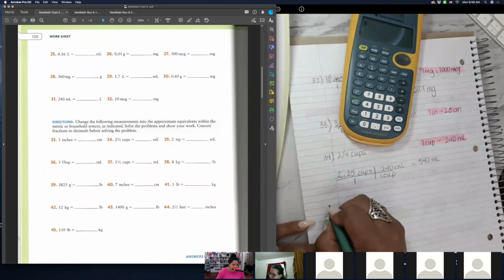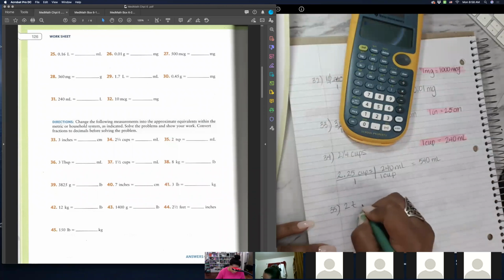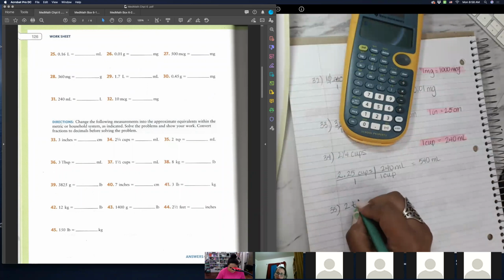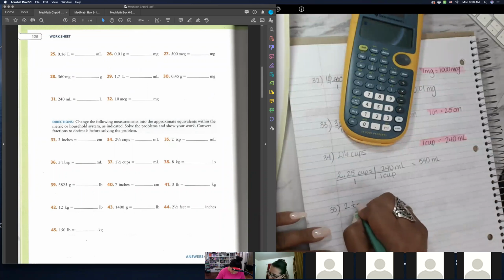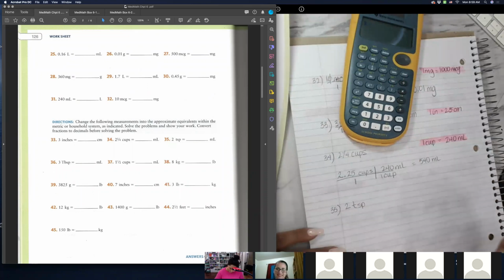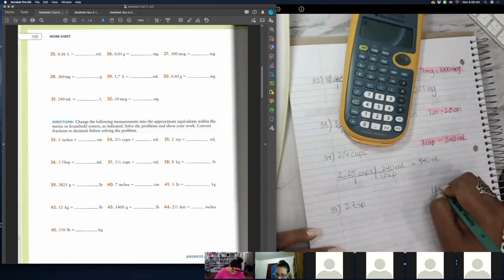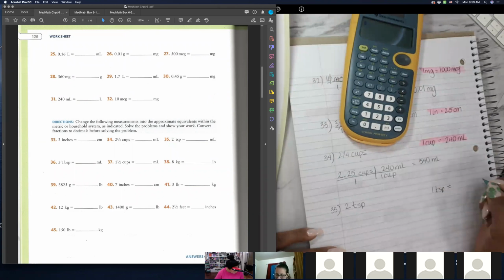Then 35 to... I always forget these because I don't cook in my house. It's a teaspoon. A tsp. It's a teaspoon. So 1 teaspoon equals 5 milliliters.